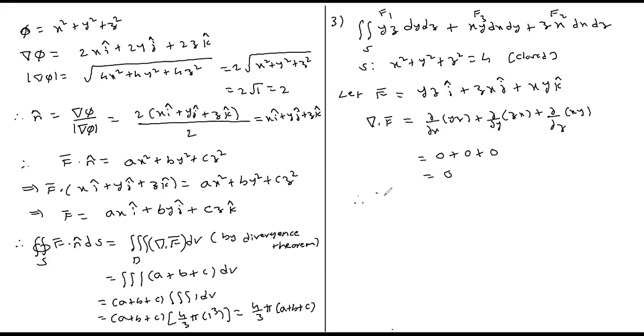Therefore, the surface integral of f bar dot n bar ds is equal to the triple integral of the divergence of f bar dv over T. The divergence of f bar we got as 0. So the answer is simply 0. Okay. Shall I proceed?